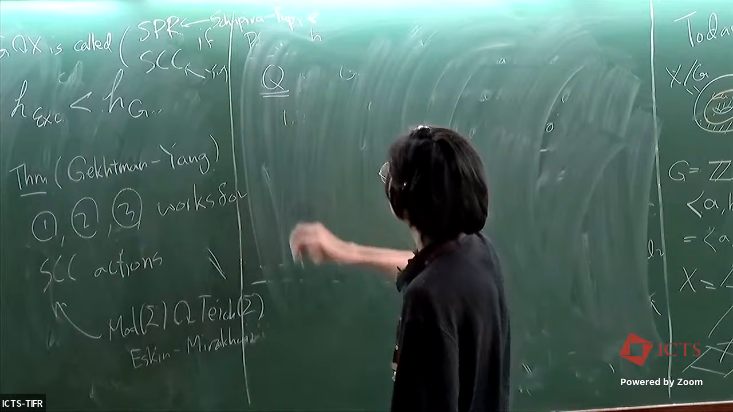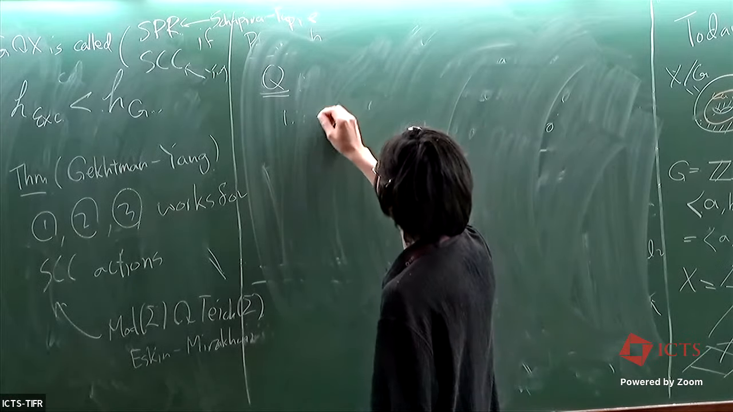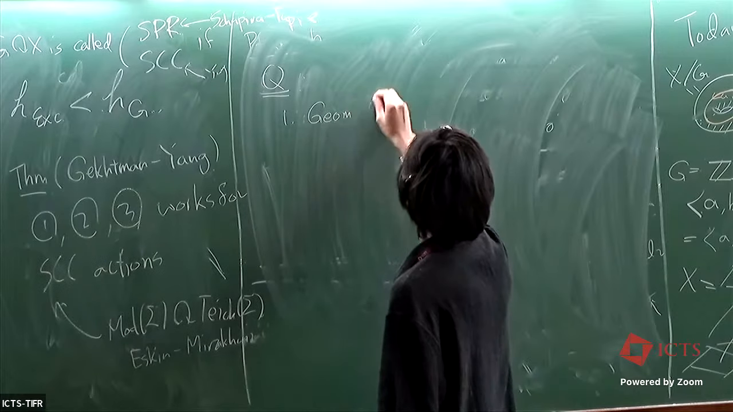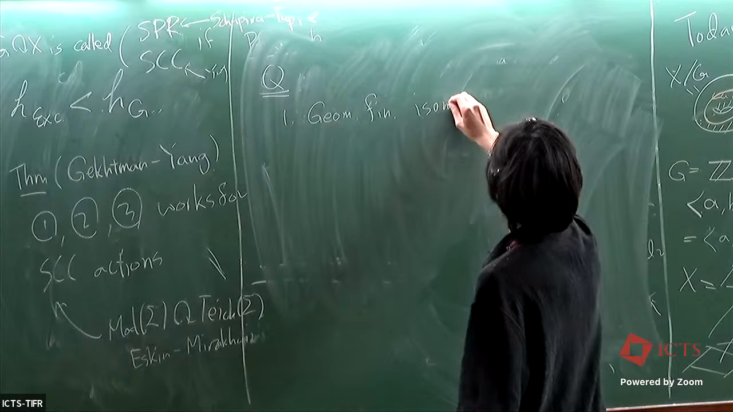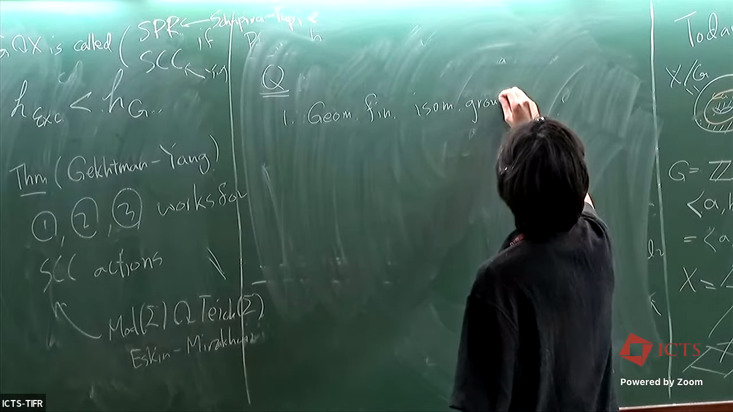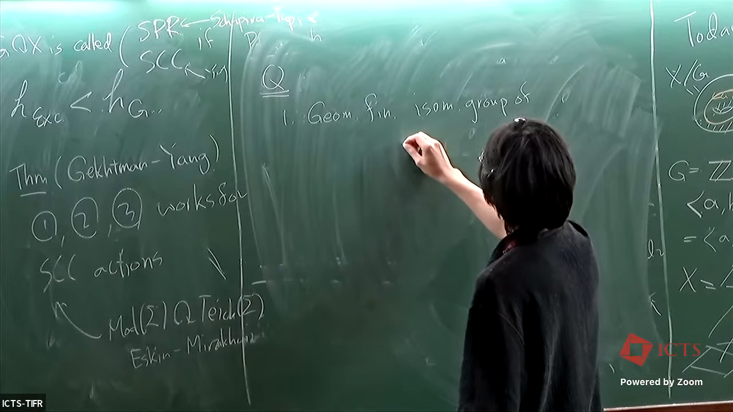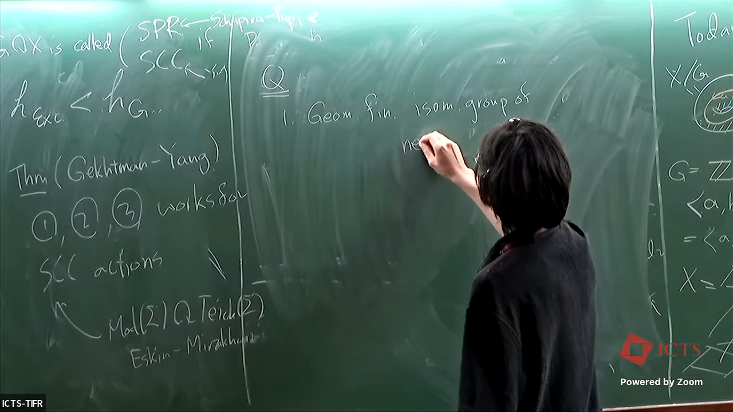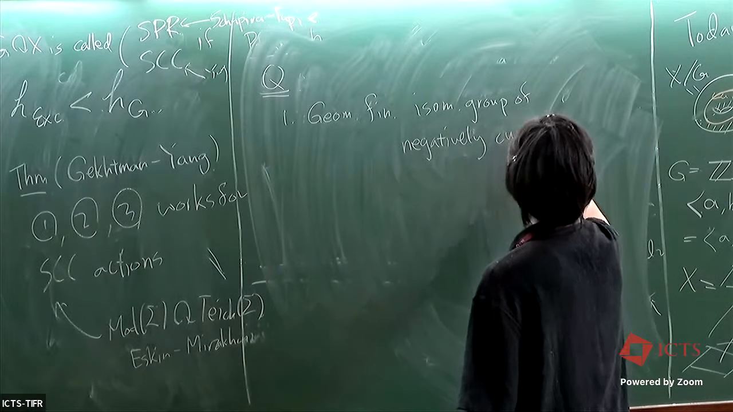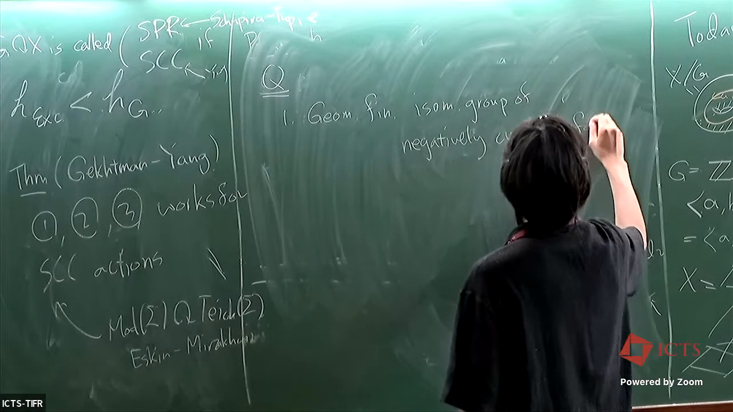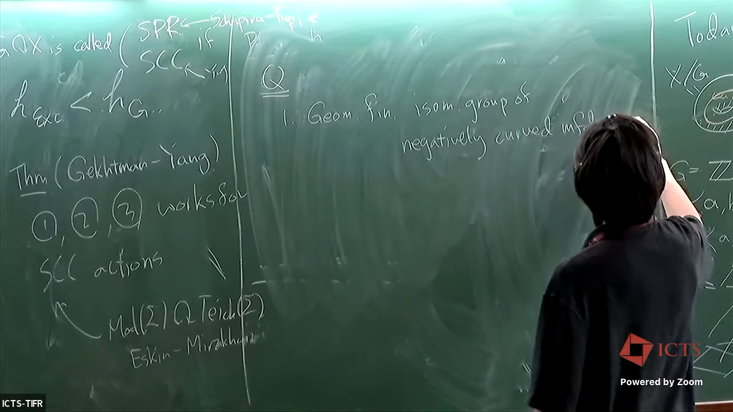First, as I mentioned in the first lecture, we still have no idea how to deal with geometrically finite isometric groups of generally negatively curved manifolds. How?